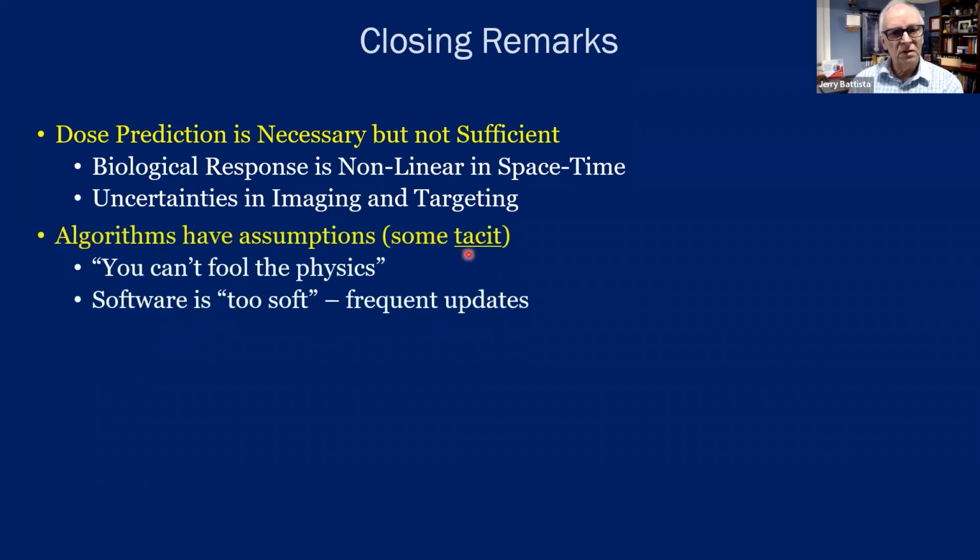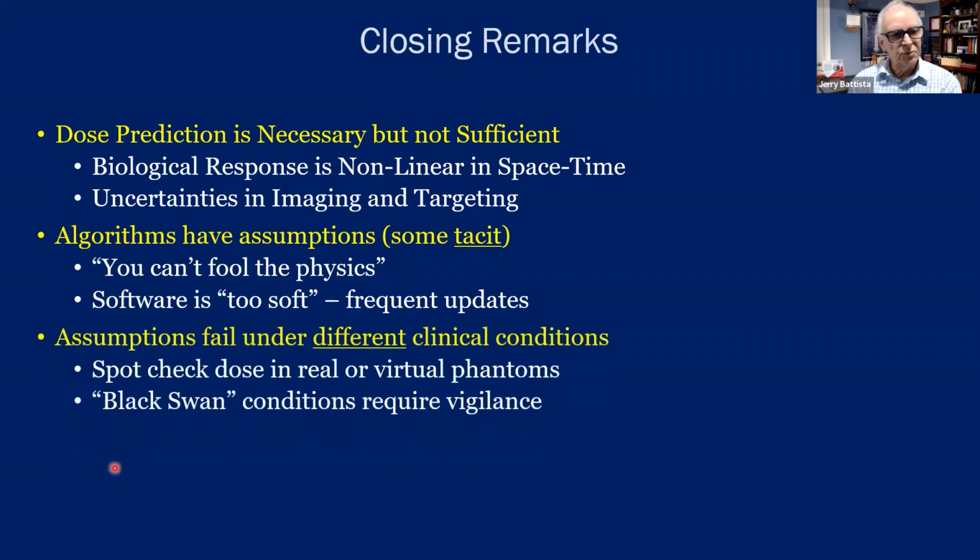Algorithms have assumptions, and some of them are quiet, tacit, hidden, so you can't fool the physics, and software is soft. There are frequent updates, so you have to keep an eye on them. Assumptions fail under different clinical conditions, so you should spot check in real or virtual phantoms, and black swan events require vigilance. Black swan is an expression for a rare event with a major consequence.